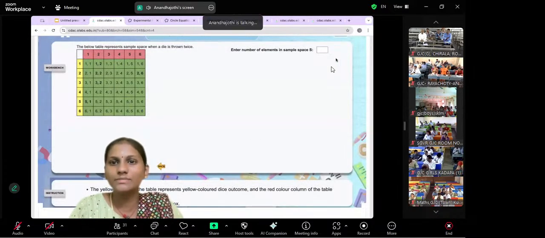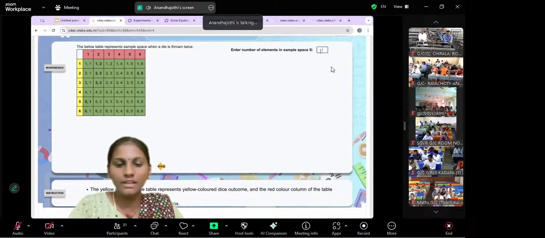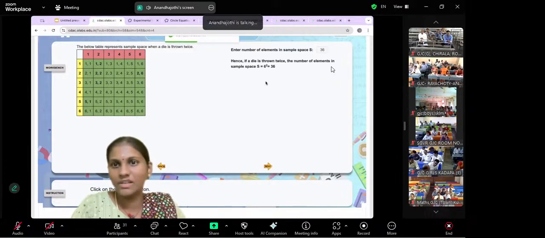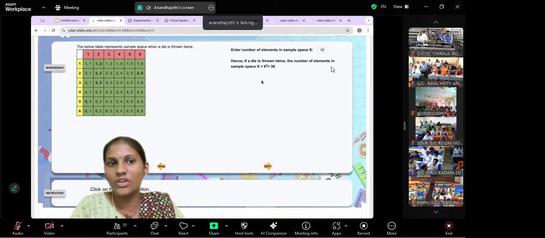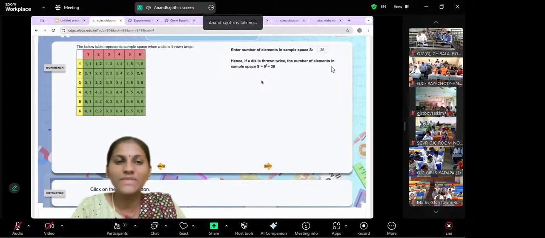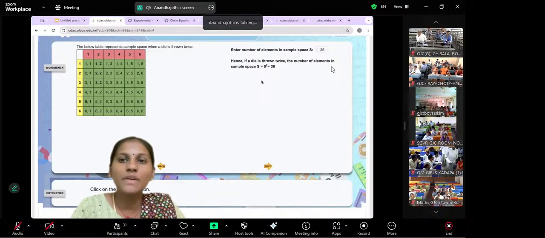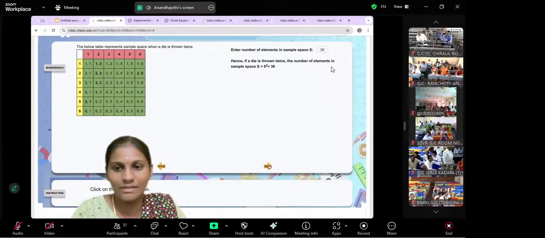So how many elements in the sample space? Here it is 6 rows and 6 columns, so it will be 36. So how is it calculated? The basic number of samples is 6. How many dice have you thrown? We threw 2 dice. So 6 power 2 is 36.